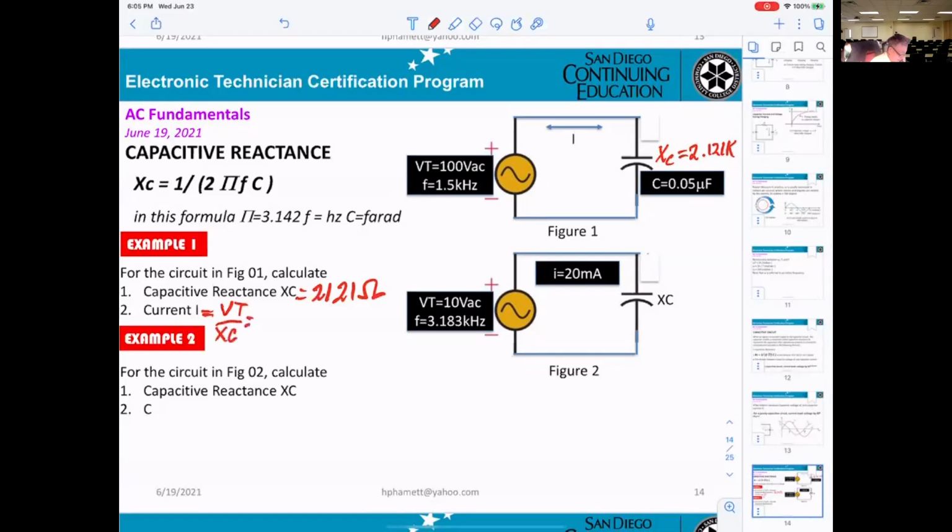2.121 K. Okay? That means 100 volts divided by 2.121 K. So how many milliamps? Or how many amps? 47. Okay, so basically 100 divided by 2.121 looks like 0.047, right? 47 milliamps. Okay, looks like 47 milliamp.